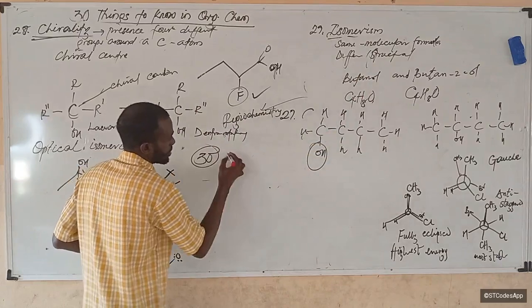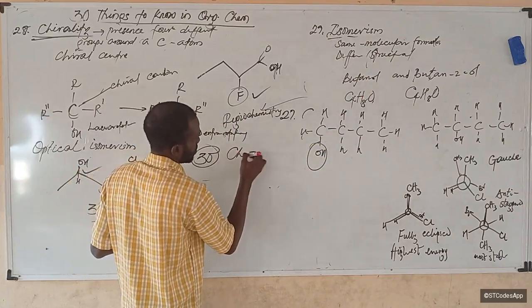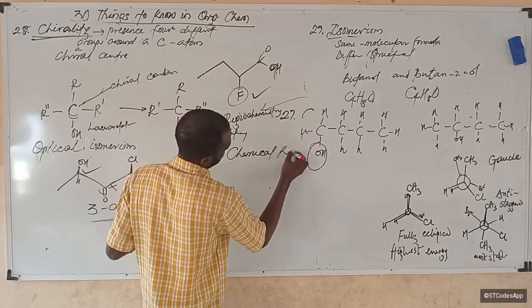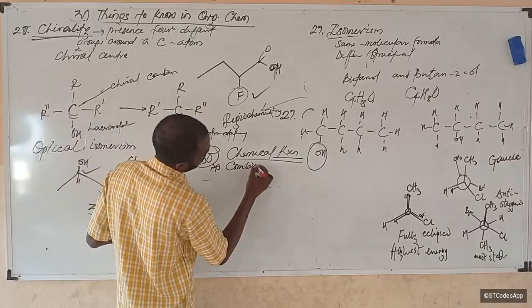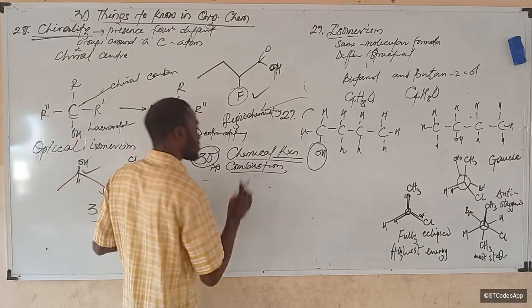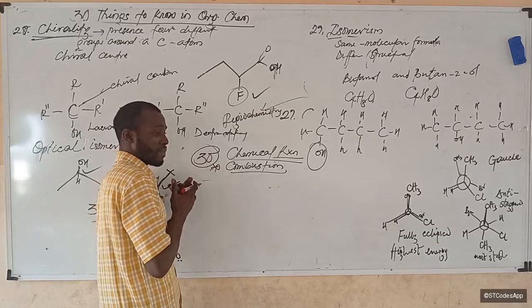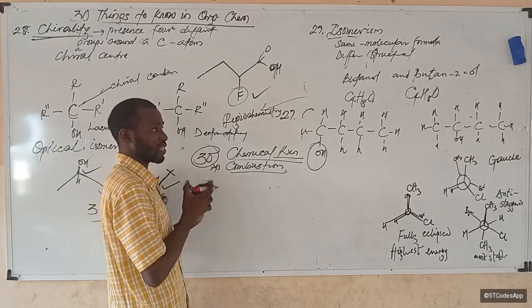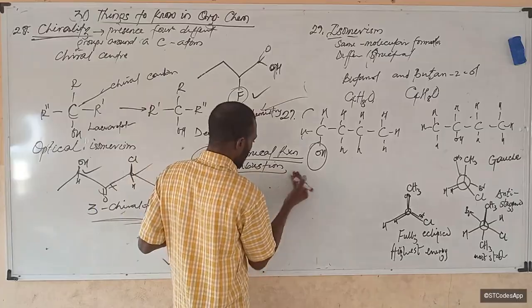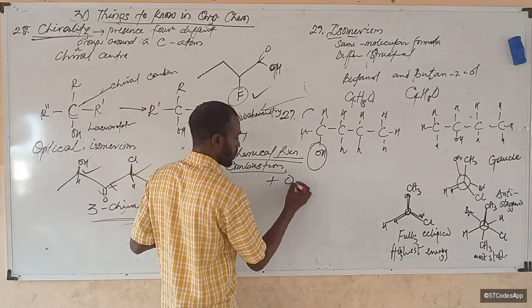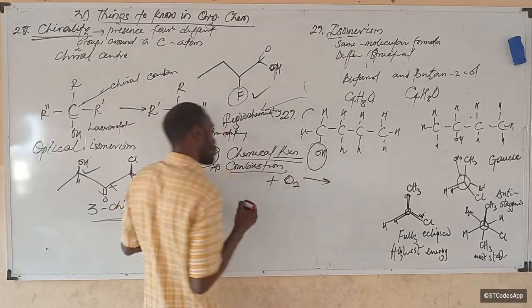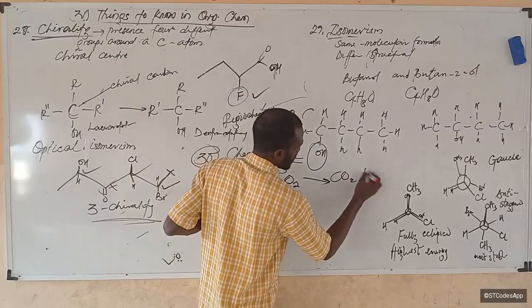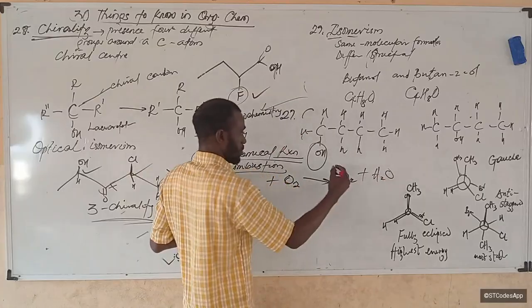Then number 30, which is the last, let's talk about the chemical reactions. A general chemical reaction that you must know is the combustion reaction. When you hear combustion reaction, it is just the reaction of that hydrocarbon or organic compound with oxygen. When we call it combustion, it means that oxygen is supplied to as much extent as possible, so that the product is always carbon dioxide and water. Is that okay? This is a very important point.